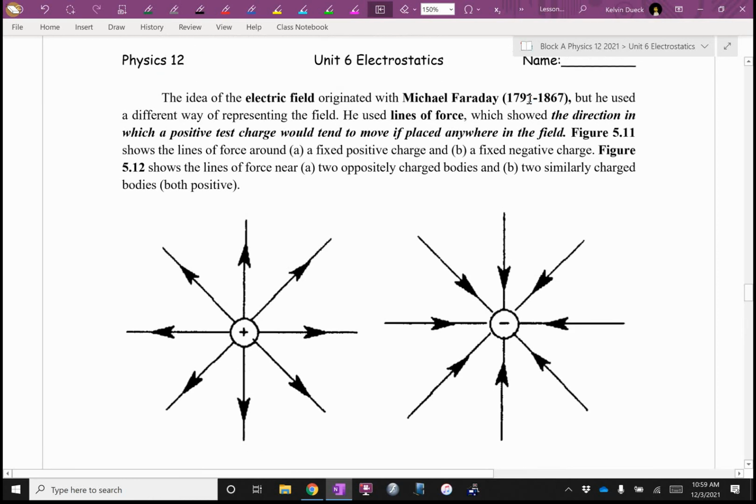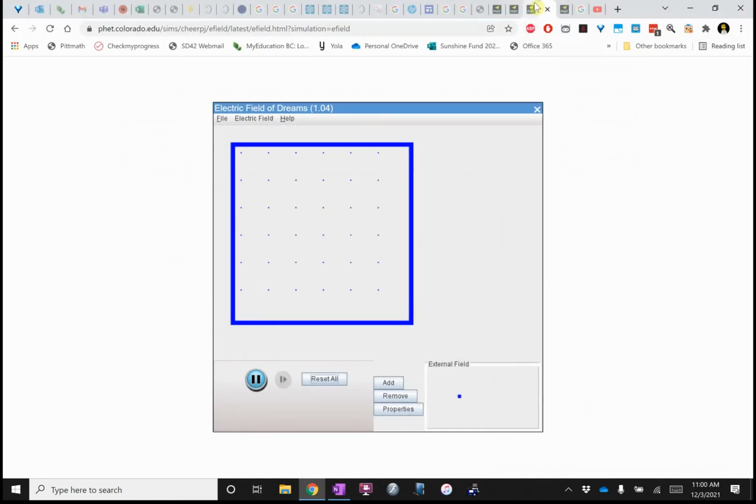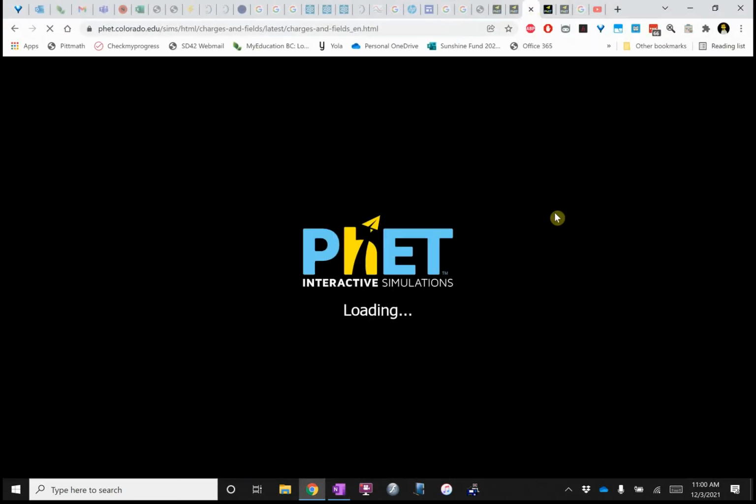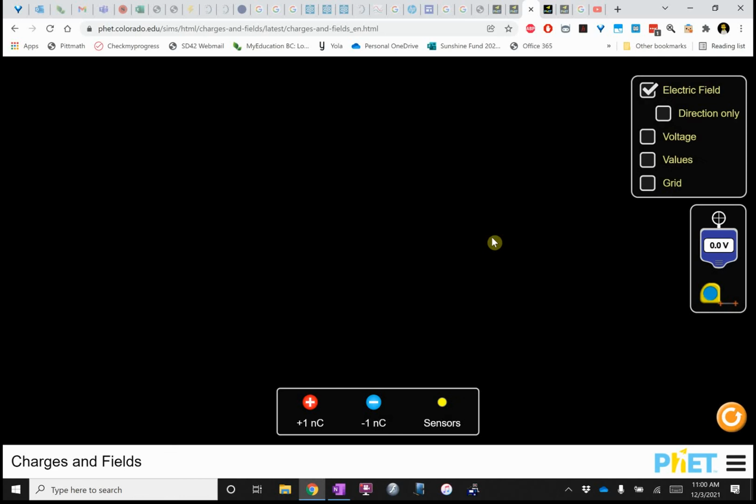So, the idea of an electric field originated with my man, Michael Faraday, but he used a different way of representing the field. Rather than an equation, he used lines of force, which showed the direction in which a positive test charge would tend to move if placed anywhere in the field. So here are some pictures. I think I have a sim for that too. Yeah, charges and fields.